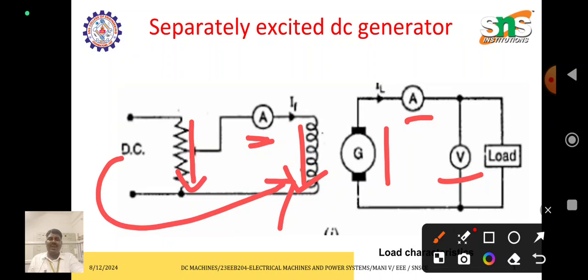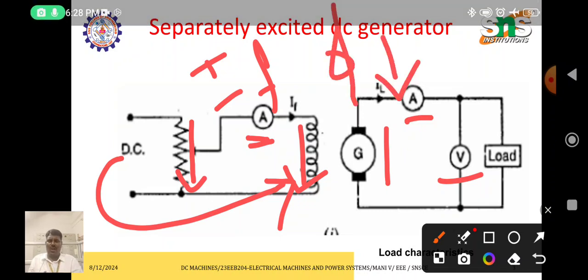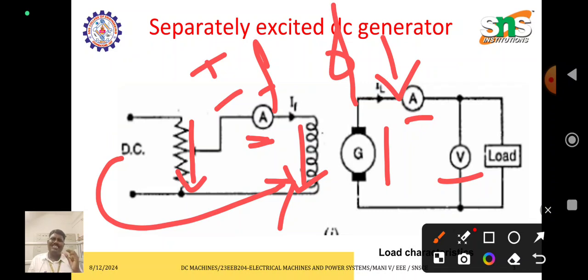Once the field current is very low, the amount of flux produced is also very low. So once the flux is less, while rotating, the armature cuts only a lesser amount of flux and it induces only a low voltage.